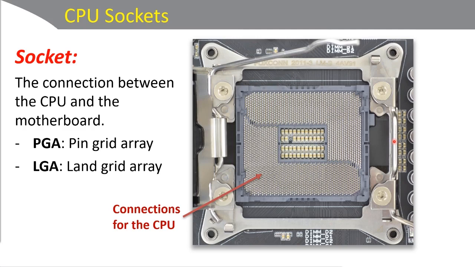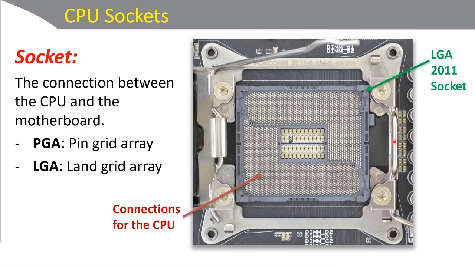If the CPU has pins, then it is called a pin grid array, or PGA package, and it must be inserted into a PGA socket. If the CPU has lands, then it is called a land grid array, or LGA, and it must be placed into an LGA socket like the one shown here. On this particular motherboard, we have an LGA 2011 socket. That's the socket used for the previously mentioned Intel Core i7 CPU.